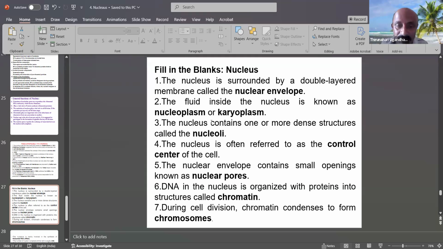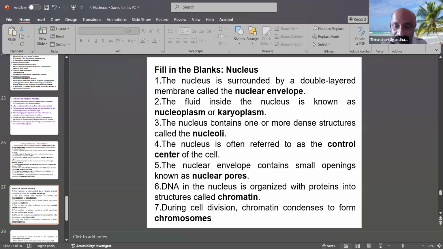The nucleus is often referred to as the control center of the cell, controlling all the metabolic activity of the living cell. It is also the brain of the cell. It is a fundamental, major part of the living organism. The nuclear envelope contains small openings, the nuclear pores.